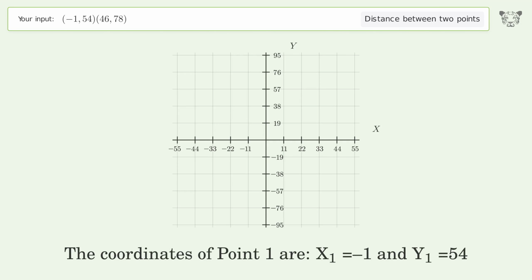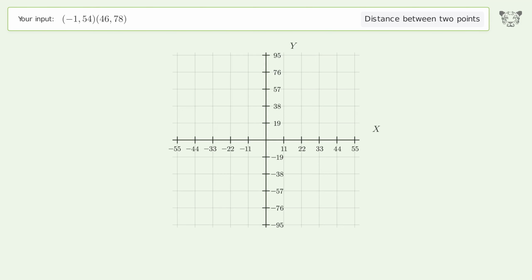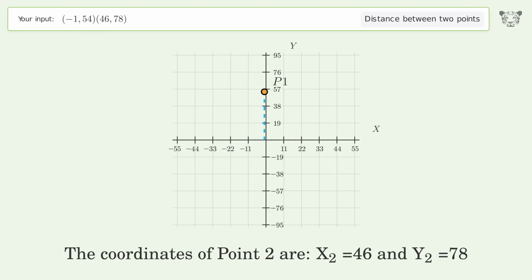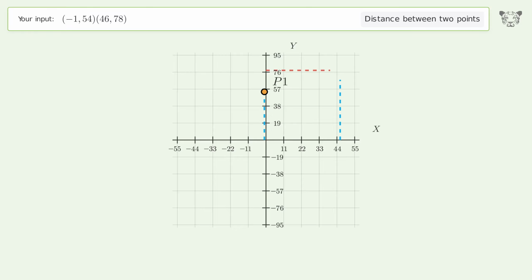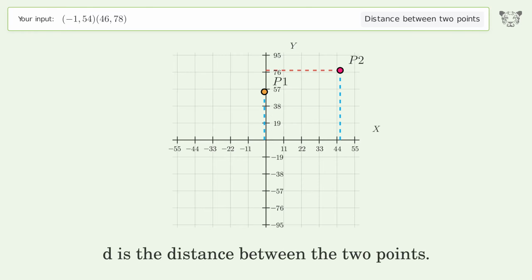The coordinates of point 1 are x1 equals -1 and y1 equals 54. The coordinates of point 2 are x2 equals 46 and y2 equals 78. D is the distance between the 2 points.